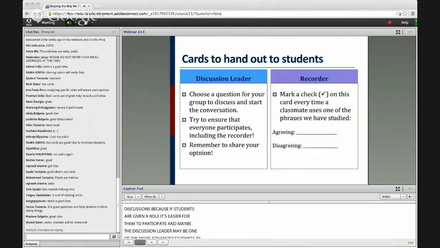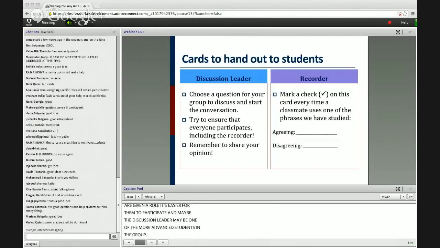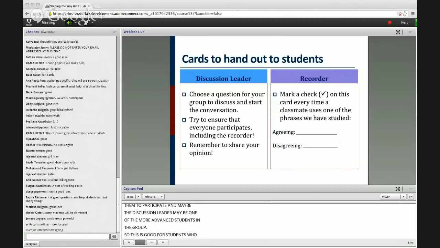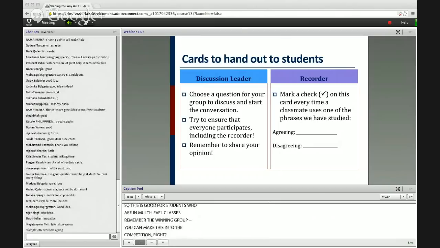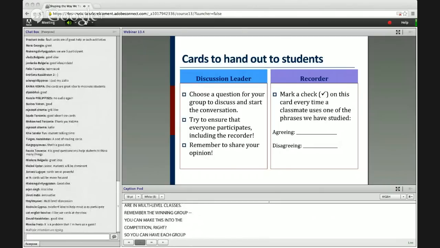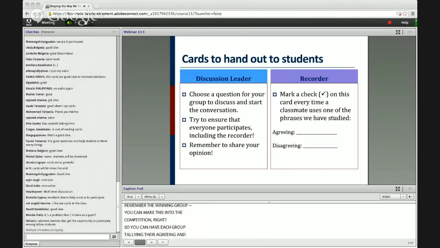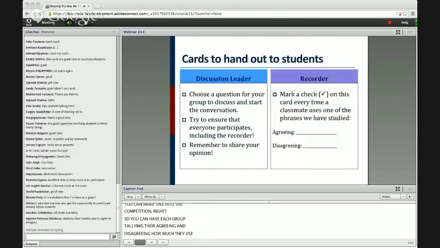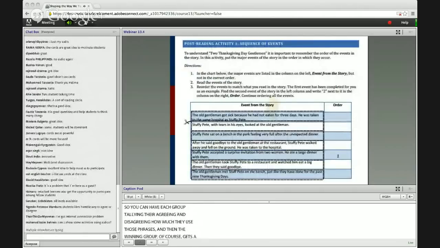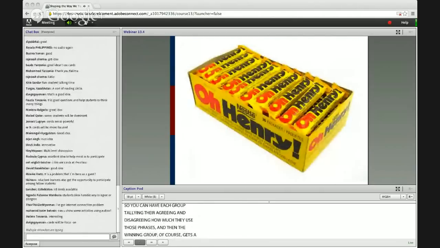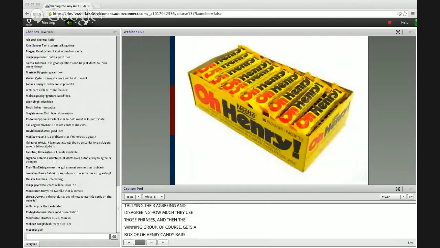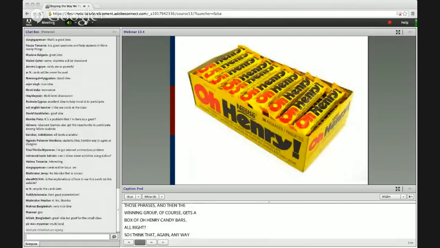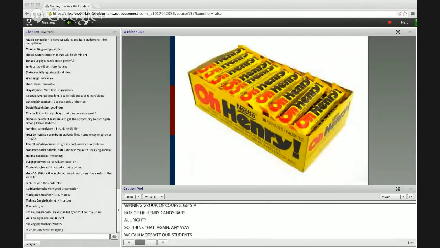Okay. Oh, and remember the winning group. If you could make this into a competition, right? So you could have each group tallying their agreeing and disagreeing, how much they use those phrases, and then the winning group, of course, gets a box of O. Henry candy bars. All right. So I think that again, any way we can motivate our students, maybe with a little bit of competition, is really great.